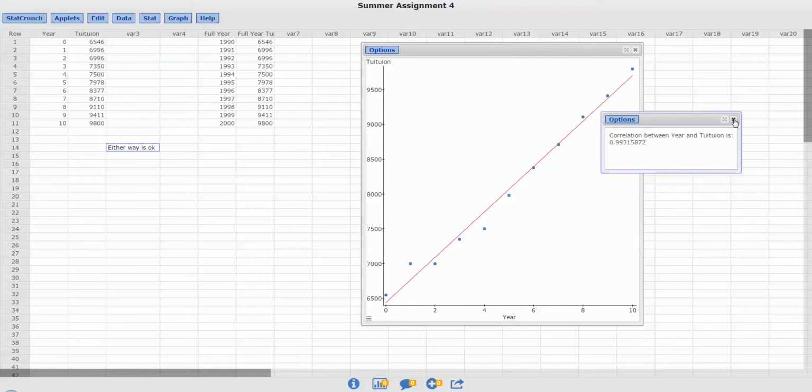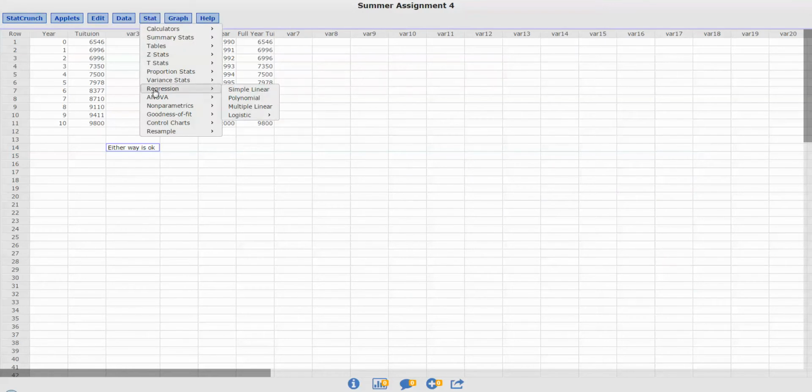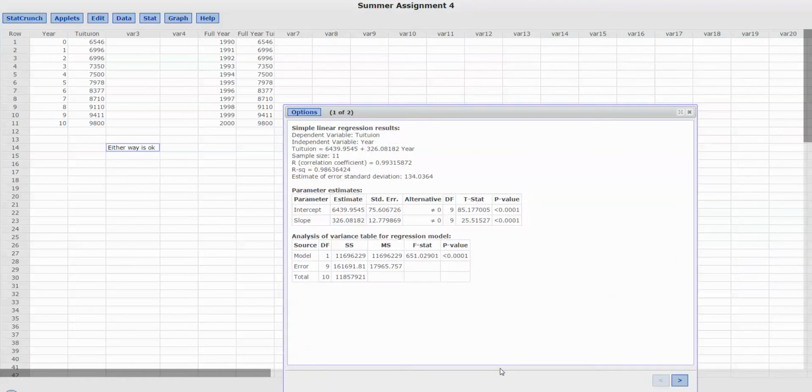We'll cancel these. That's great, but there's an easier way to do all this. I don't know, why didn't you show us that first? Well, there's always more than one way to do things. If we go to stat and then regression, because we're doing a regression analysis, we'll do a simple linear. X is year, Y is tuition. Right now we'll leave all this and we'll hit compute.